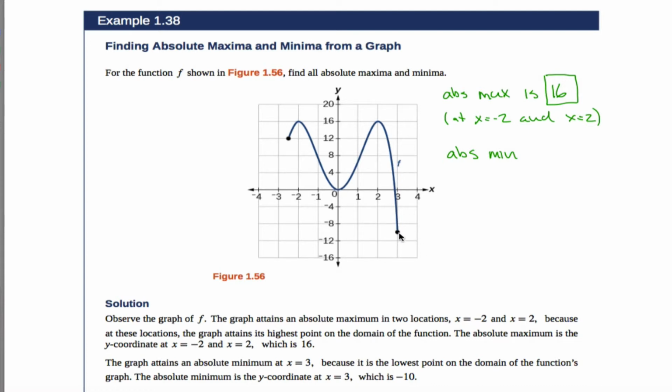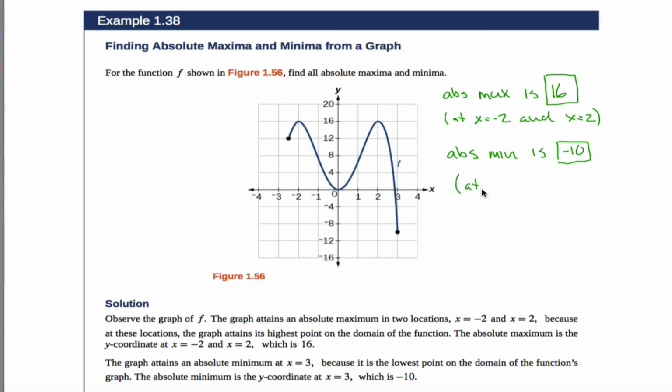The lowest the graph ever gets, that's this point right here. The absolute min, it appears to be -10. I guess you don't know that for sure, but it's some number between -8 and -12. It looks to me to be halfway between the two, so I'm going to call that -10. Might even write, if you were picky, absolute minimum appears to be -10.